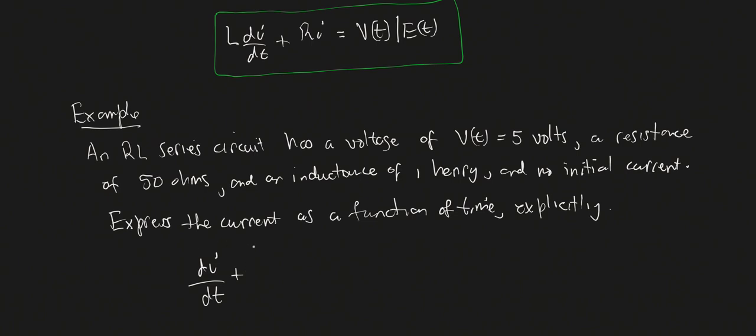Our resistance is 50 ohms, so that's 50I. And then we have a constant voltage source of 5 volts. So that's our differential equation, pretty straightforward. And it says no initial current, so that means I of 0 is equal to 0, and the units for current would be amperes. So I'll write that here. Again, what we want to find now is the current as a function of time.